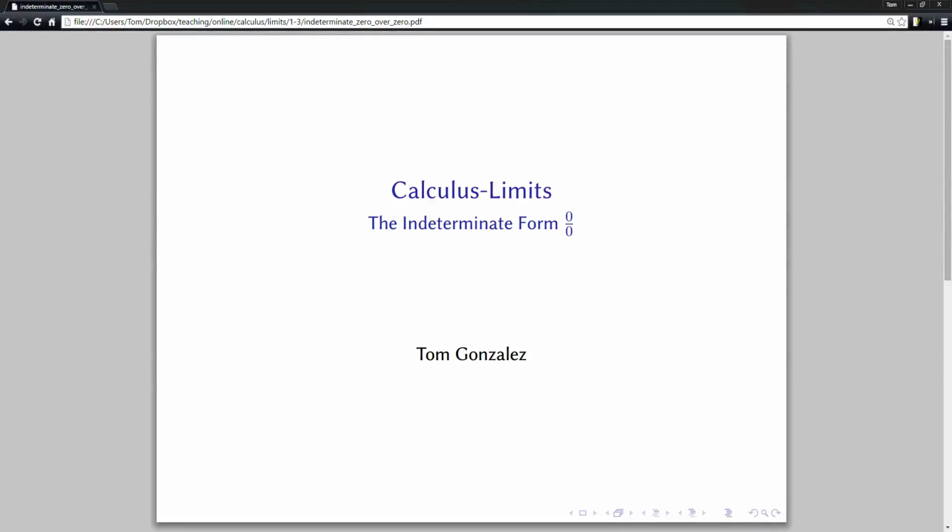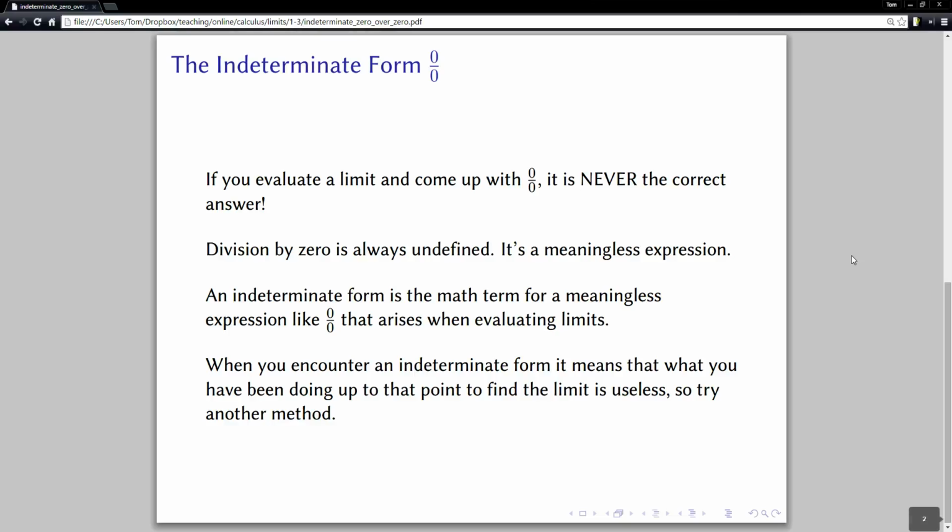In this video, we're going to talk about something that happens when you're evaluating limits, and that's the indeterminate form 0 over 0. Sometimes when you go to evaluate a limit, you'll try to plug in the number that you're taking the limit at, the value, and you'll come up with a fraction with 0 on the top and 0 on the bottom. So that's what's called an indeterminate form.